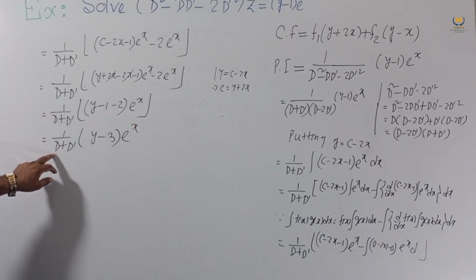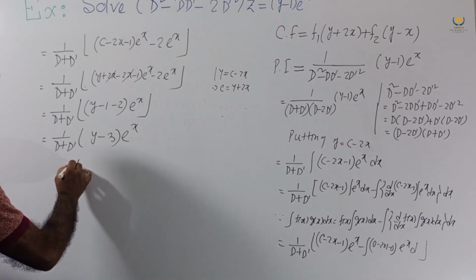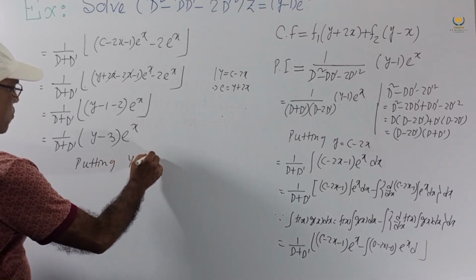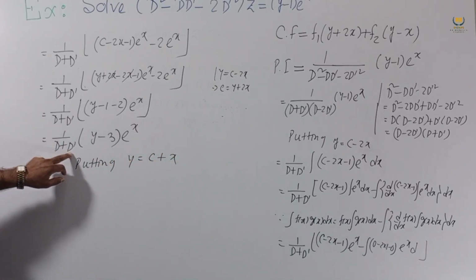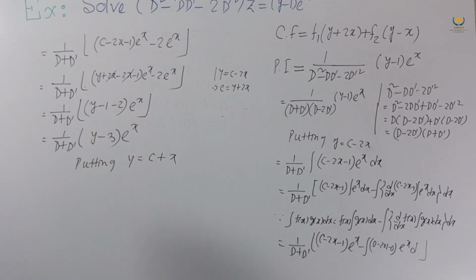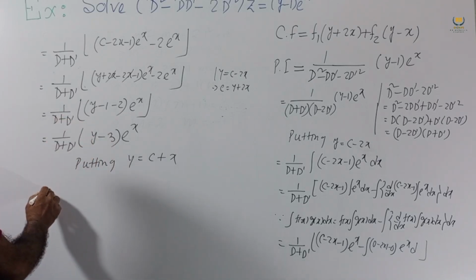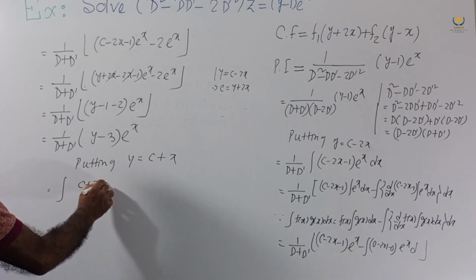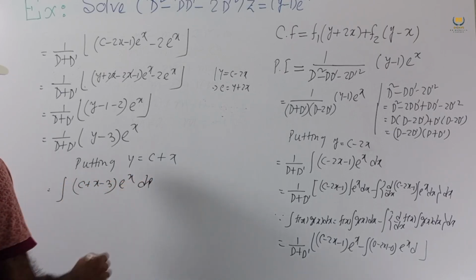Now here we get D plus D dash. So we put y equal to c plus x. First D we put c, and this is x. Just assume this one, y equal to c plus x. So when you put this value y equal to c plus x, this will be integration. Integration of y means c plus x minus 3 e to the power x dx.